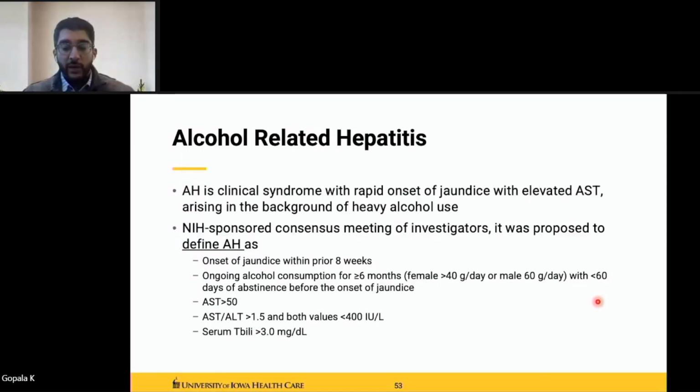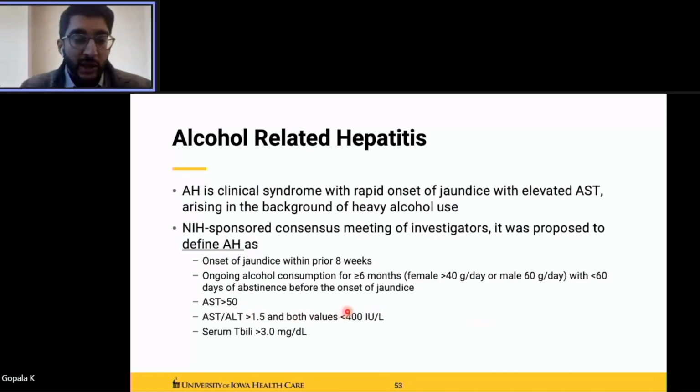So I tell patients or other providers this, that even if they quit 4 or 5 weeks ago, even 6 weeks ago, they can still develop alcoholic hepatitis due to the inflammatory cascade that happens afterwards. As mentioned, they typically have AST-ALT ratio 1.5 or greater, but I should note that their values will not be greater than 400. If it's greater than 400, they either have another etiology or multiple etiologies, and serum bili of greater than 3 as related to alcohol hepatitis.